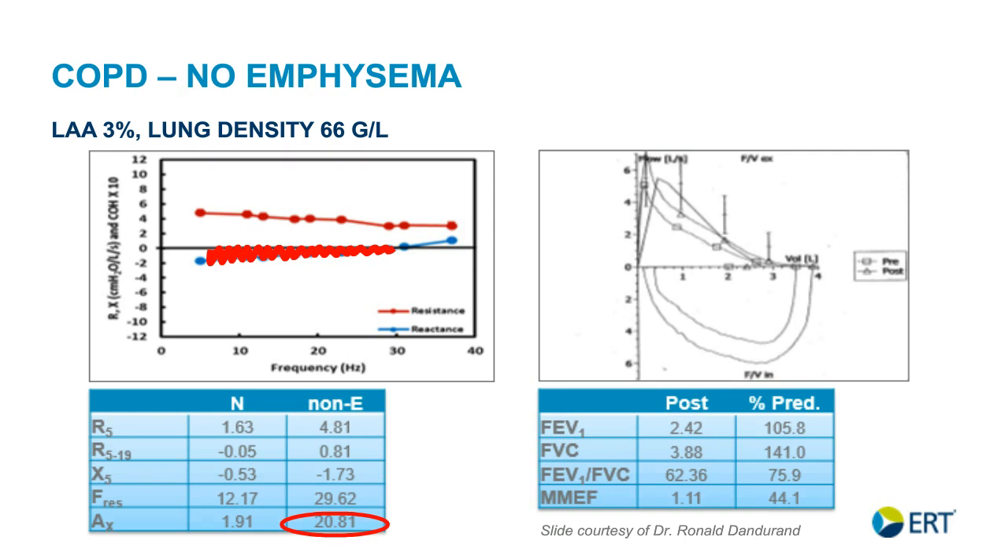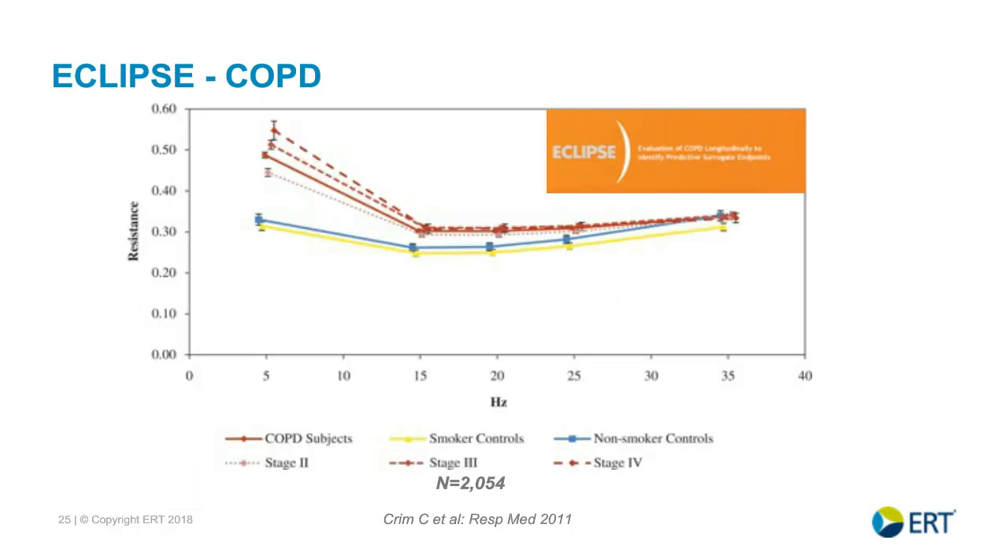The next question is, well, actually, does that stack up in population studies? And the only large population study that's been conducted is this study, which was the ECLIPSE study. This is a 3-year longitudinal progression study in COPD, looking at biomarkers of progression of disease.